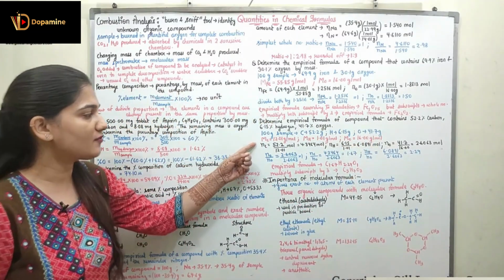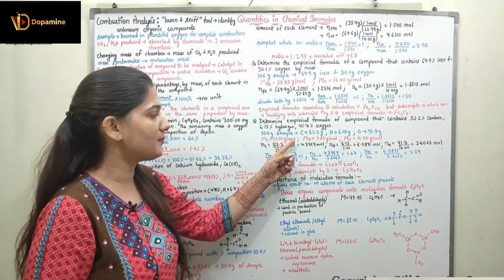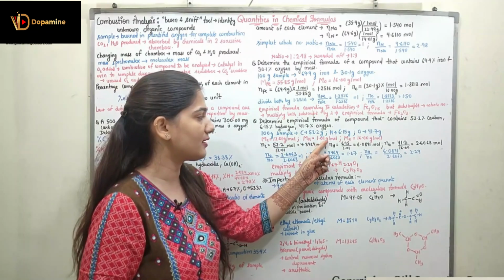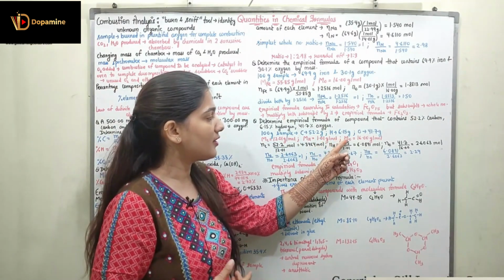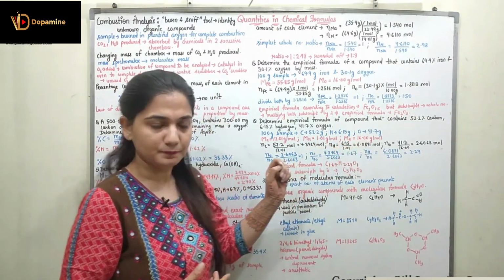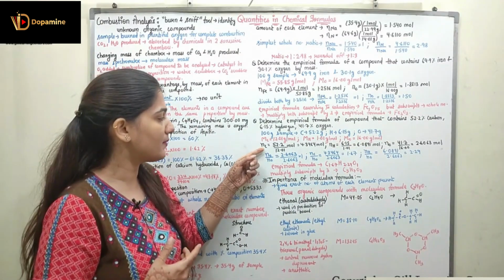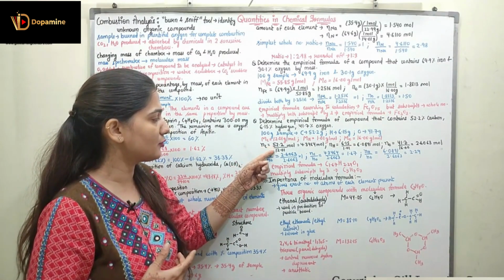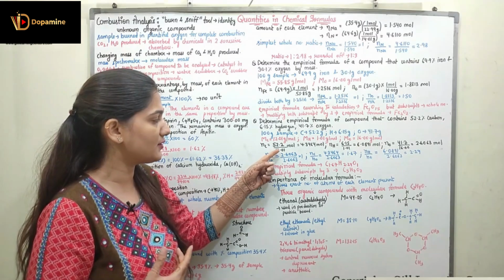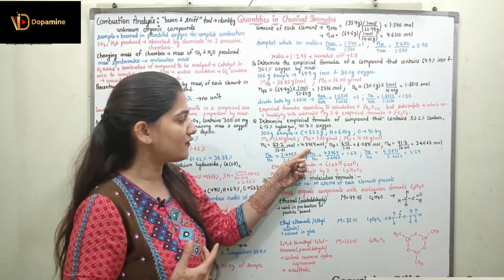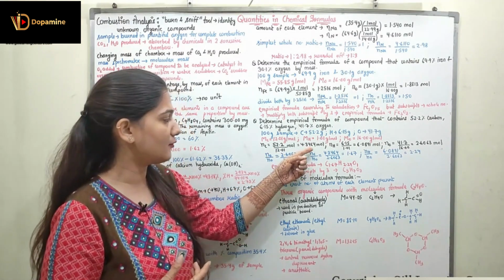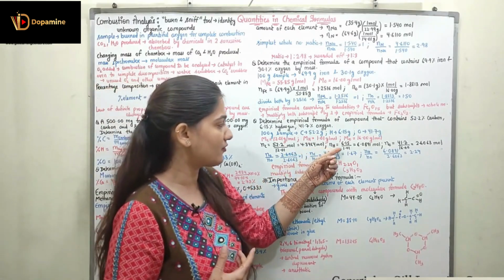We know the molar mass of carbon, which is 12.01 gram per mole. Molar mass of hydrogen is 1.01 gram per mole, and molar mass of oxygen is 16 gram per mole. Now we are going to find out the number of moles. Number of moles of carbon is given mass upon molar mass, 52.2 divided by 12.01, which is 4.3464 moles. So here we have found the amount of carbon.